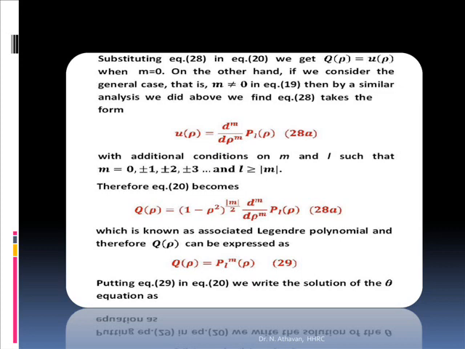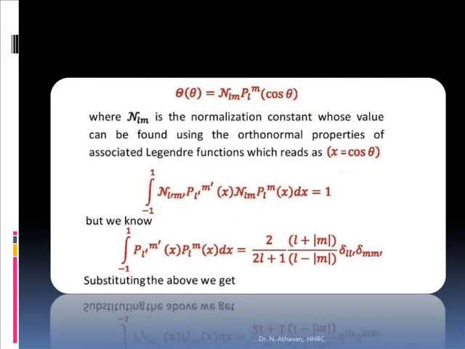The associated Legendre polynomials are written as P_l^m of rho, as given in equation 29. Putting equation 29 in equation 20, we write the solution of the theta equation as Theta of theta equals N_lm P_l^m of cos theta, where N_lm is the normalization constant whose value can be found using the orthonormal properties of the associated Legendre functions.